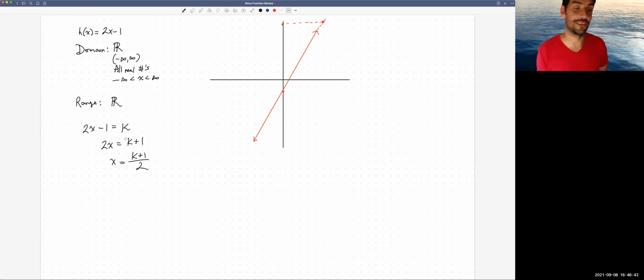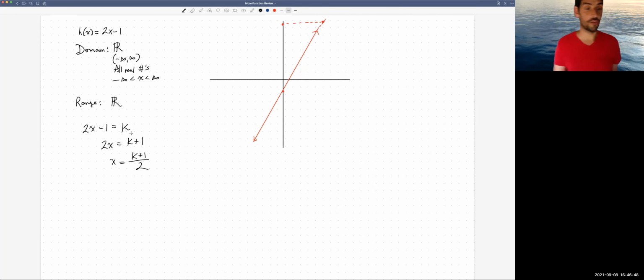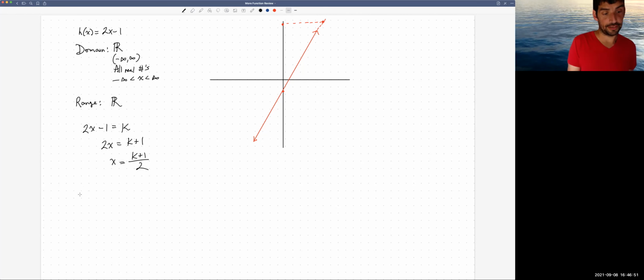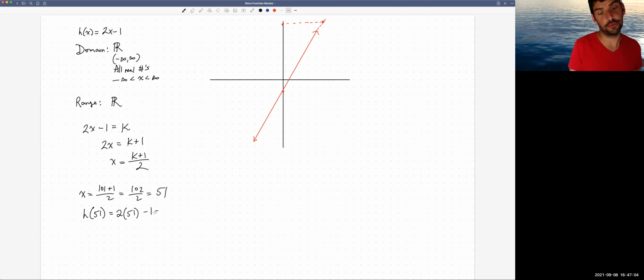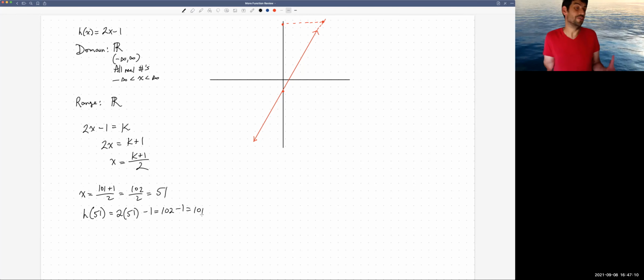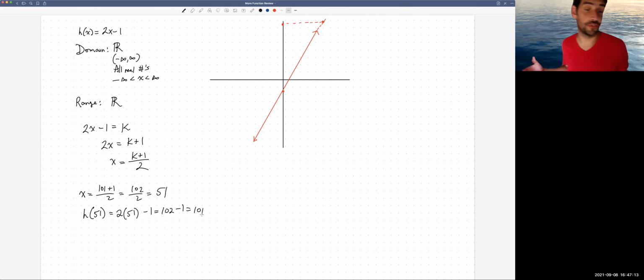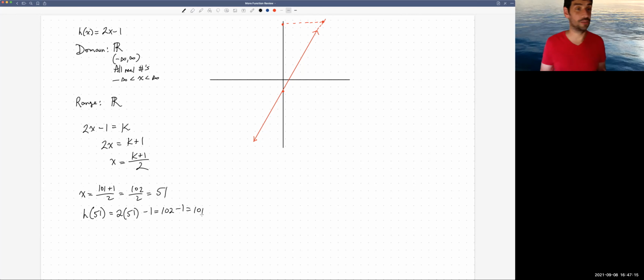So if somebody was, for instance, wondering if I could possibly get the output of 101, then I can tell them, well, if you input 101 plus 1 divided by 2, which is 102 divided by 2, which is 51, h of 51 will be 2 times 51 minus 1. There's my 102 minus 1, or 101, right? So I can do this for any number. You tell me what number you want this function to hit. I'm going to add 1 to that number, divide by 2, and now I can tell you how to get there, right? So this is one way to sort of prove to ourselves that this range is all real numbers.